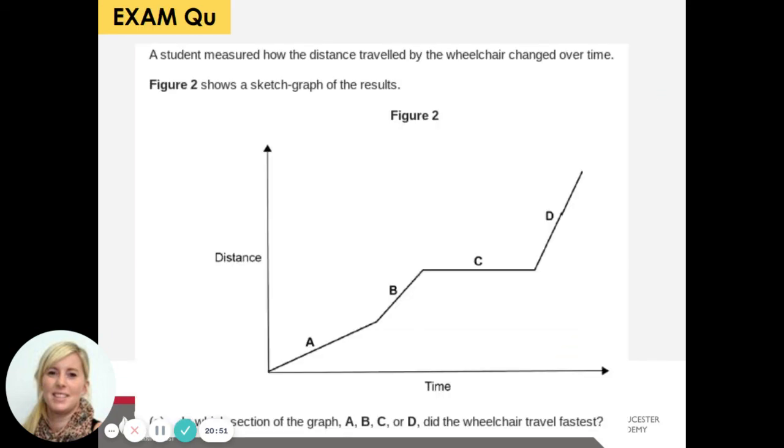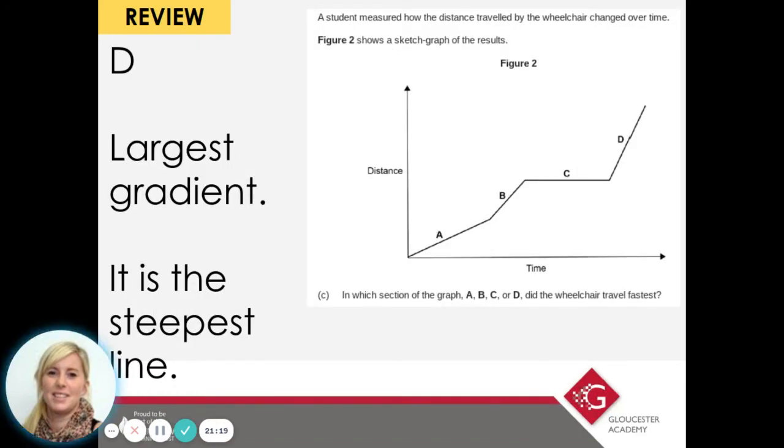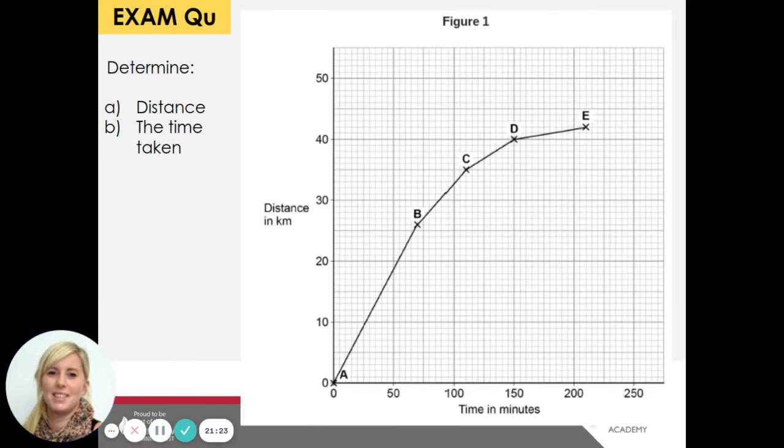Okay, so time then for some quick exam questions. So a student measured how the distance travelled by the wheelchair changed over time. Figure 2 shows a sketch graph of the results. So in which section of the graph did the wheelchair travel fastest? And what you're looking for here is the steepest line. So let's just give you a moment to decide, and you can either write it down on your mini whiteboard or in your book. And it was D. It's got the largest gradient. It's the steepest line. So well done if you said D.